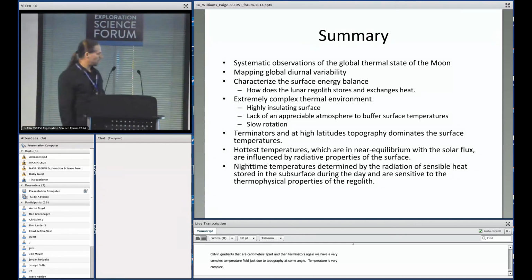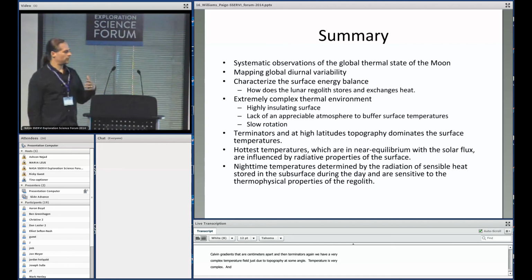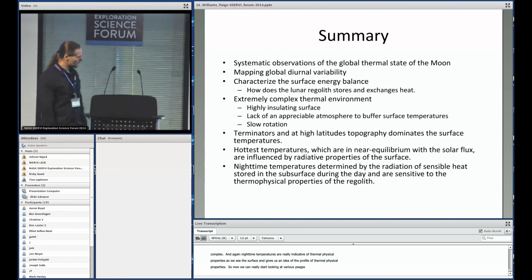Nighttime temperatures are really indicative of the thermophysical properties as we see the surface cool and the heat from deeper and deeper levels in the regolith start to radiate out later in the evening. It gives us an idea of the vertical profile of the thermophysical properties. And so now we can really start looking at variations across the surface of the moon.